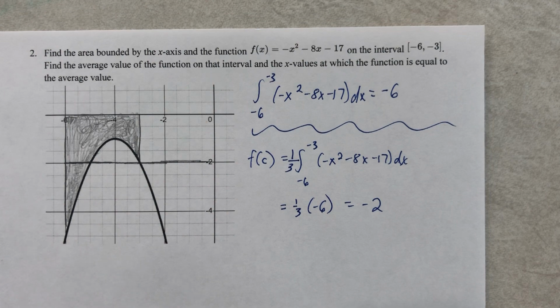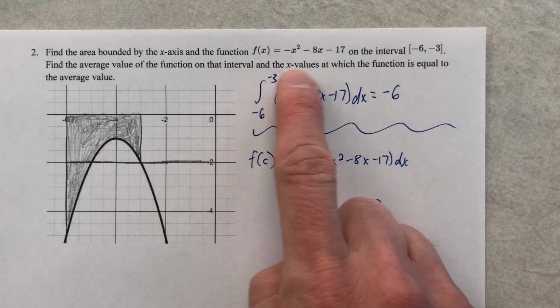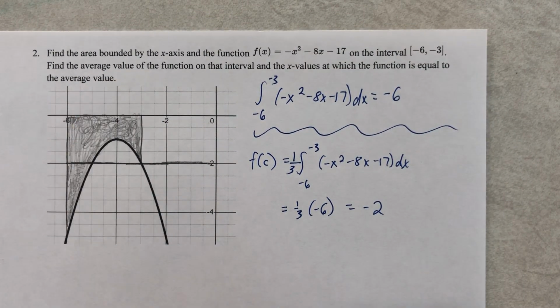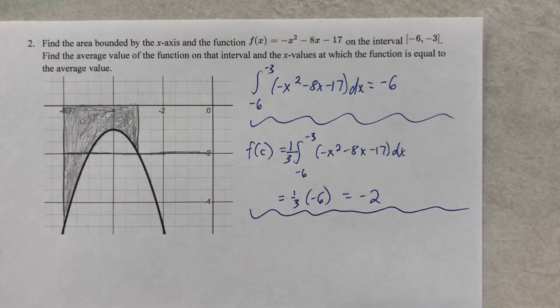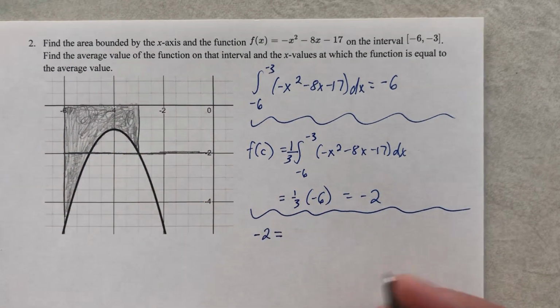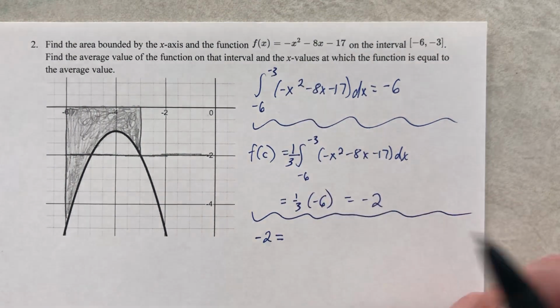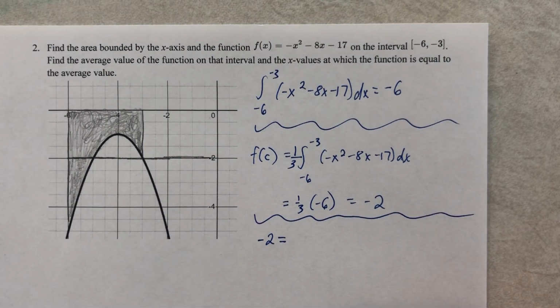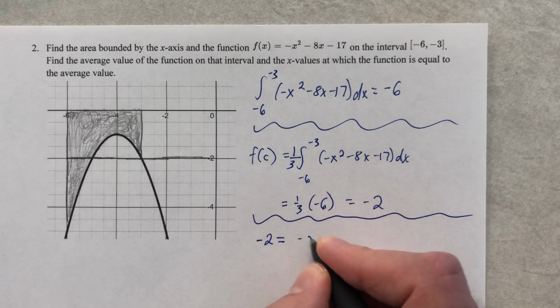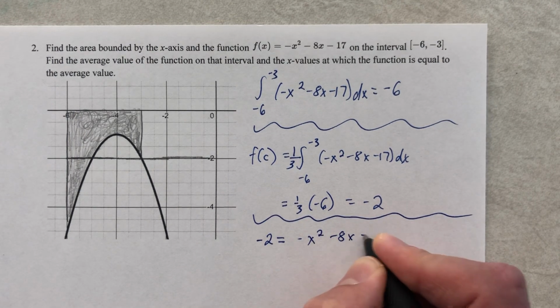And that's it. So, final question is find the x values at which the function is equal to the average value. So we are going to find those x values, which are technically c values. So -2 equals this function. They did ask for x values. I'm not going to be picky on this one because they did say x values. So -x² minus 8x minus 17.